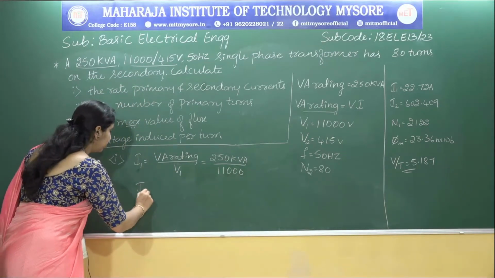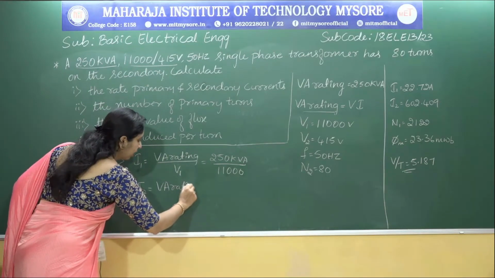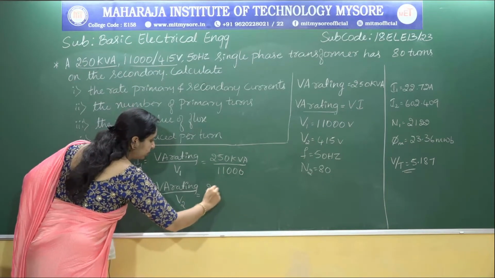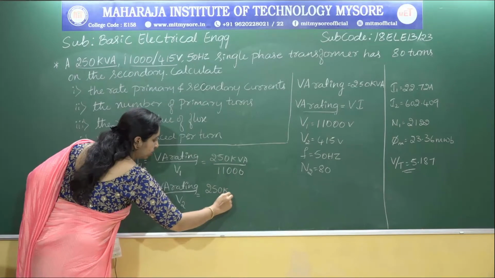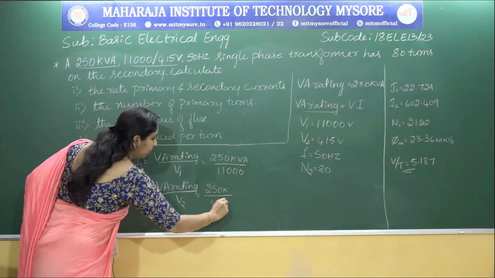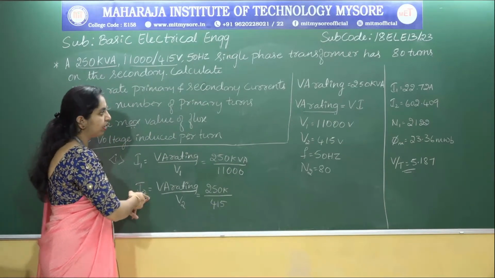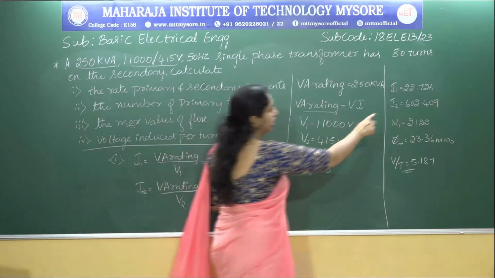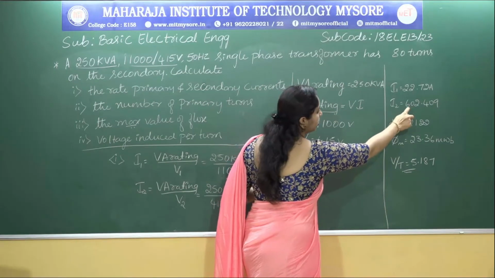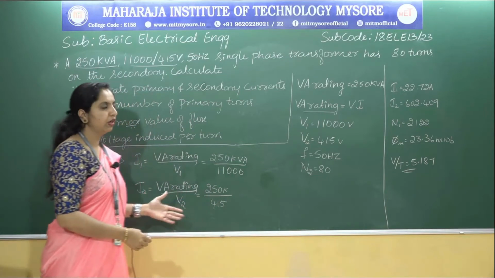Next, I2 is equal to, same equation, VA rating divided by V2. Substitute the same VA rating, 250 kVA, divided by V2, which is 415. Now simplify these two expressions, I1 and I2, and you get I1 as 22.72 amperes and I2 as 602.409 amperes. Both are in terms of amperes.